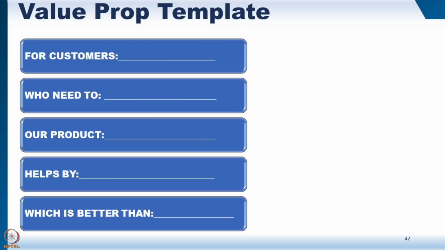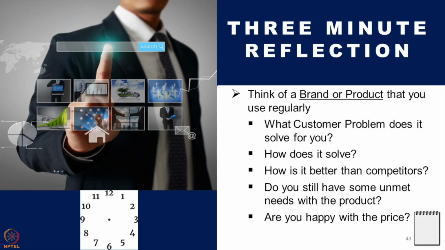And I'm just giving an example here. And therefore, to end this module and to put it all together, again, think of a brand or a product that you use regularly. What customer problem does it solve for you? Why are you using it? What need? It could be a sports drink. Okay? So what is your need that you cannot get from other drinks? Maybe you're a sportsman, maybe you need hydration, maybe you need the salts, whatever.